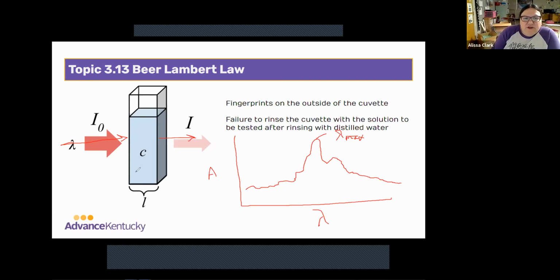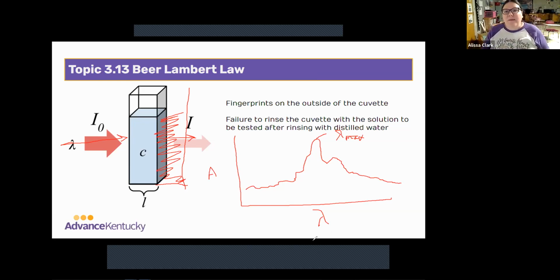Here is your path length, right? That's your other thing that has to be maintained, because if you were, for example, to double that path length, well, now you have twice as many molecules that light has to pass through and has the potential to be absorbed by. And so as you increase your path length, you're going to increase your absorbance as well. So that's a variable that has to be held constant.